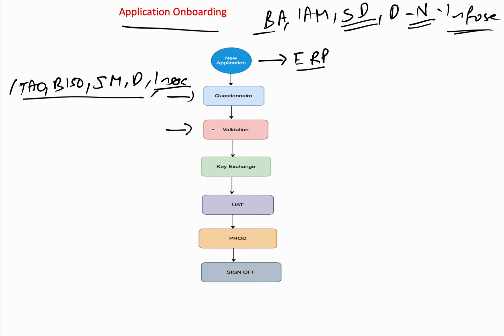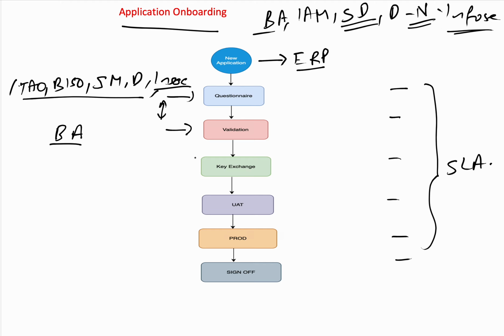Now the next task is validation. A business analyst in between will validate the questionnaire. If there is anything missing or some other requirement, you will cross check with them and then validate that the questionnaire is filled correctly. By the way, all of these have subsequent SLAs. All of these are SLA bound.